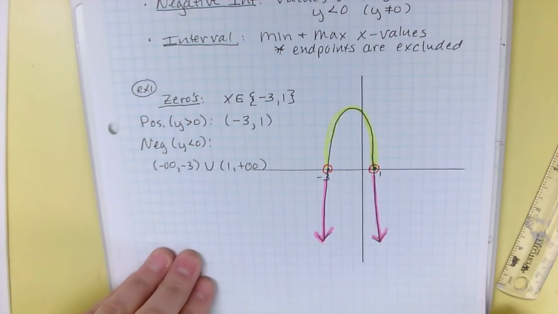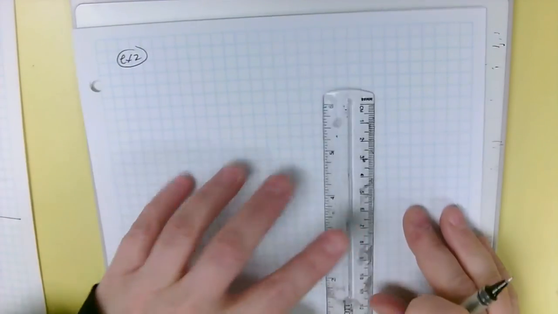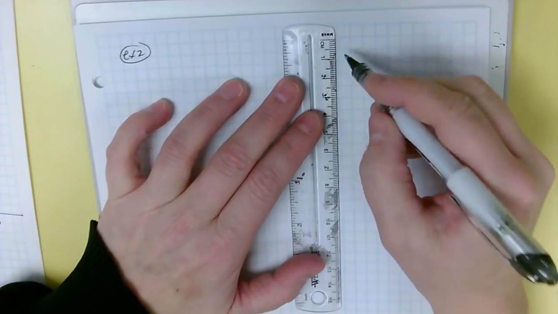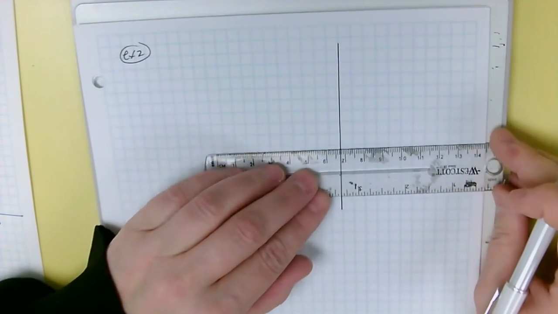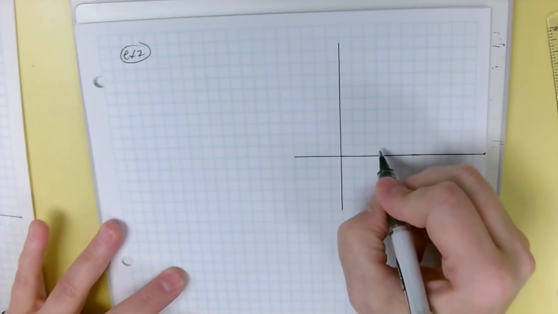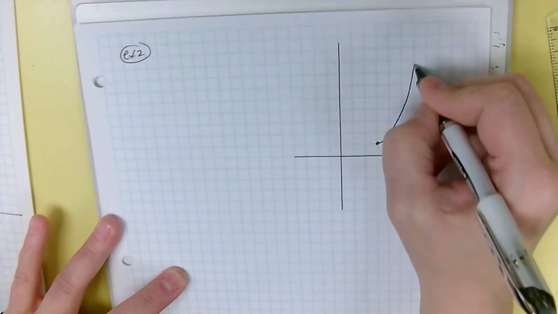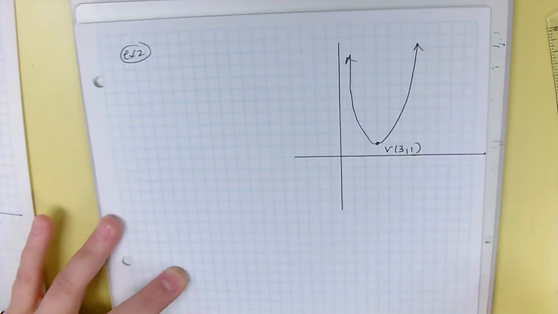All right, let's do another example. I'm going to turn the page here. So example 2. So go ahead and draw a quadrant 1 graph. We're not going to use the other quadrants. And let's say that we have a vertex at (3, 1) and a parabola that's opening upward.